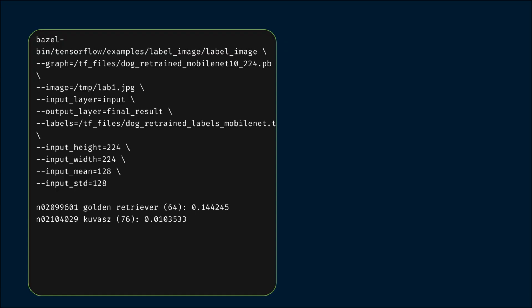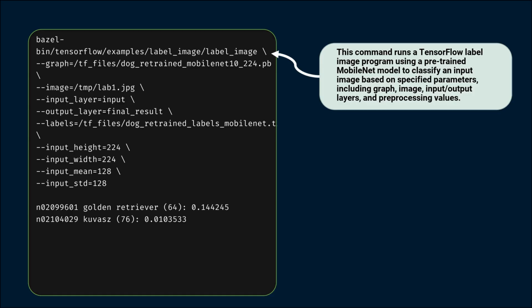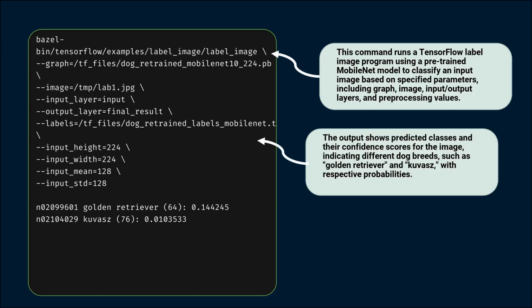Now let's explore how to test the newly trained Mobilenet model using a specific image. We'll implement a command that runs inference on the input image located at tmp/lab1.jpg. This command utilizes the label_image tool, which processes the model graph that we retrained and saved in tf_files dog_retrained_mobilenet10_224.